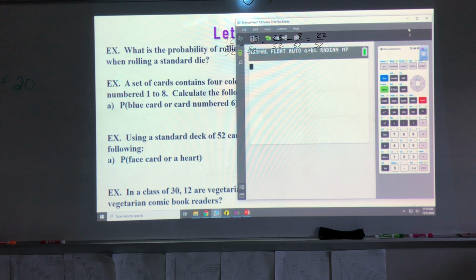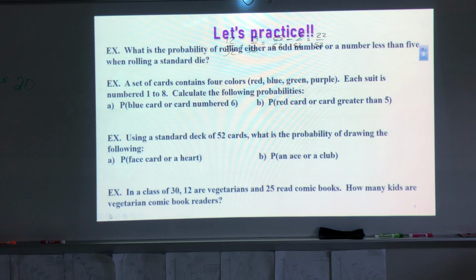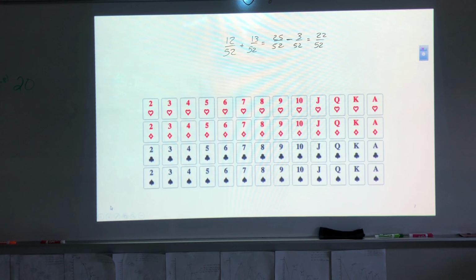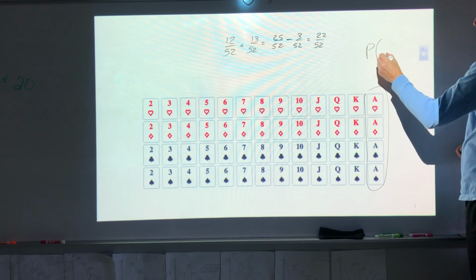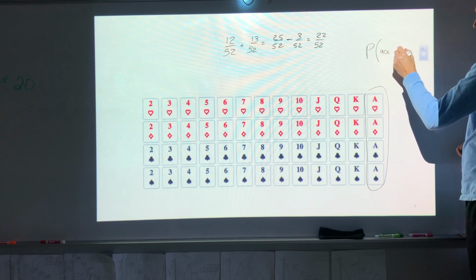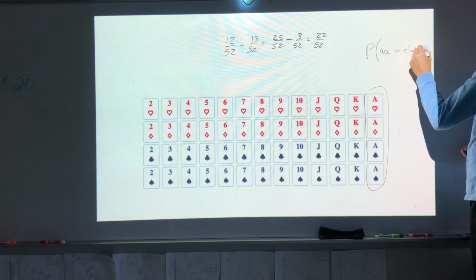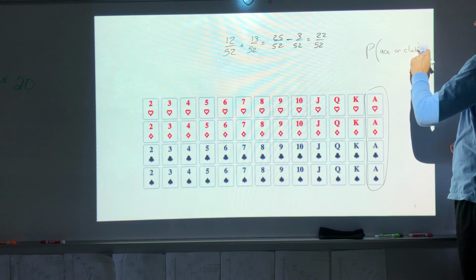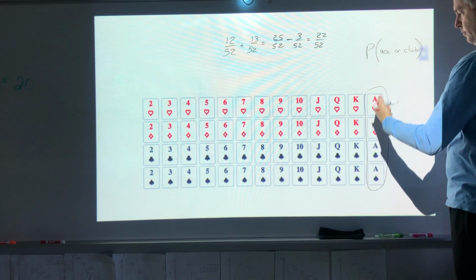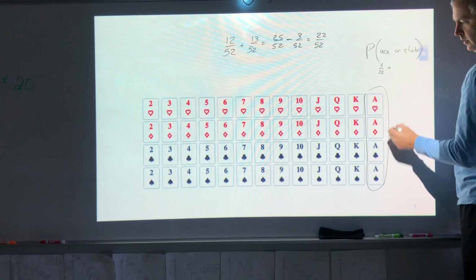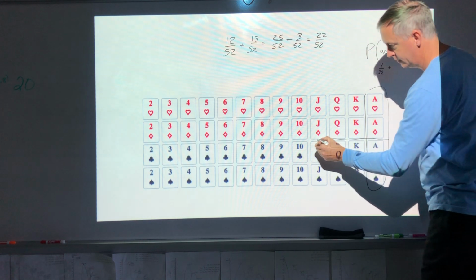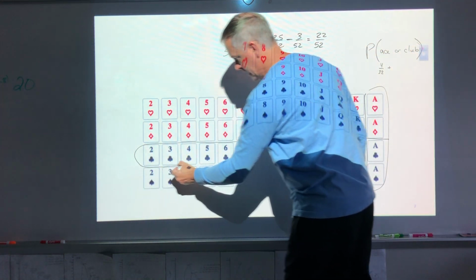Oops, let me get that out of here. Come on, ace or club. There, good boy. All right, all your aces. So the probability of pulling an ace or a club, and there's the problem right there. Pulling an ace is going to be 4 out of 52. You have 13 clubs right here.